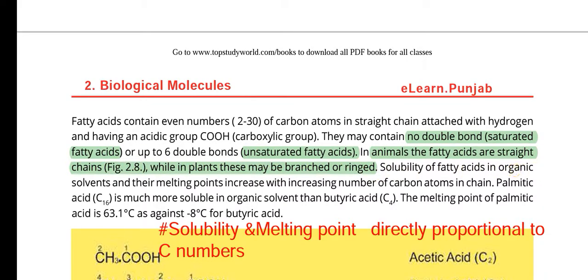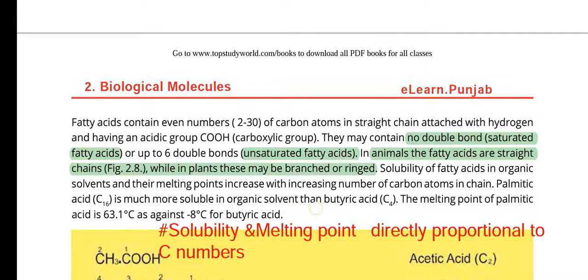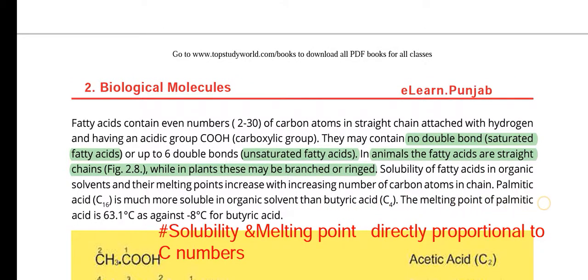Regarding solubility, fatty acids are only soluble in organic solvents and insoluble in water. Their melting point increases with increasing number of carbon atoms. Palmitic acid is much more soluble in organic solvents than butyric acid, and the melting point of palmitic acid is greater than that of butyric acid.